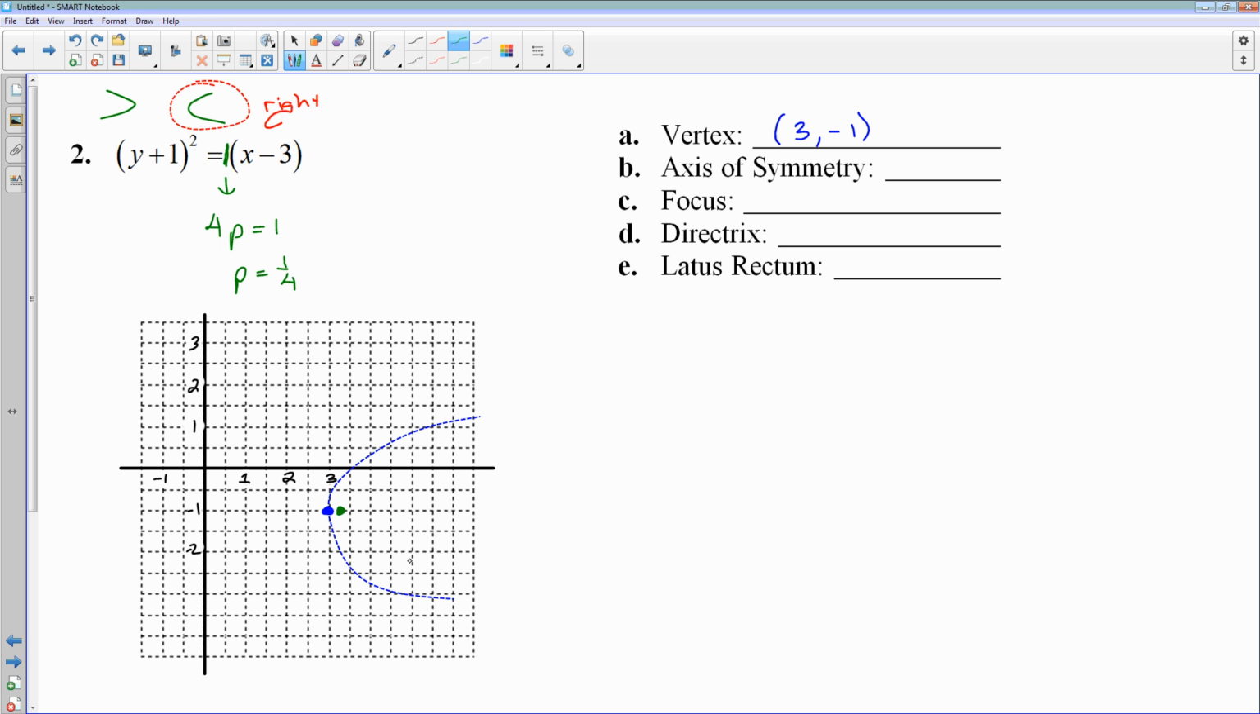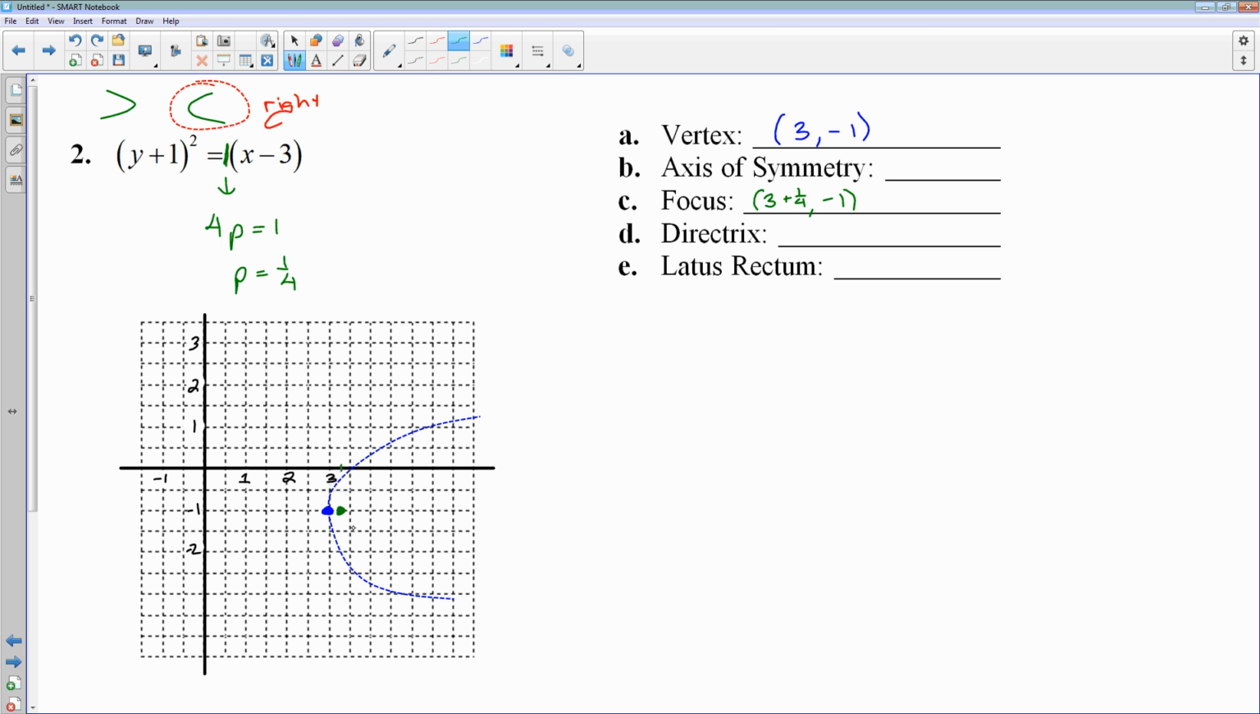My focus is really close to my vertex. If I move to the right, my x coordinate changes. My y coordinate stays the same. So the focus is going to be at a y coordinate of negative 1, but my x coordinate, I was at 3, and I moved to the right 1/4. So I'm going to add 1/4 to my x coordinate, and that's going to be my focus.